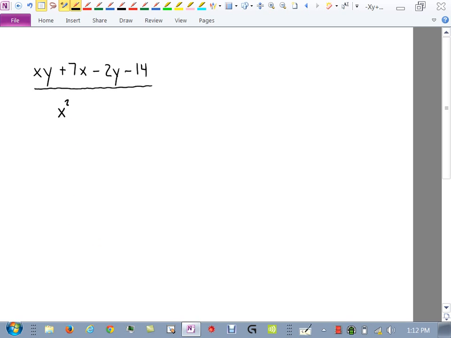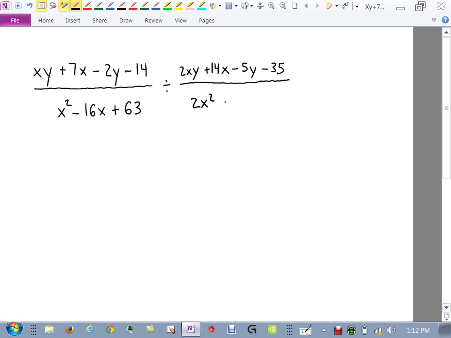Over x squared minus 16x plus 63 divided by 2xy plus 14x minus 5y minus 35 over 2x squared minus 19x plus 35 times x squared minus 18x plus 81. Now, technically, I need to have that in parentheses like this.